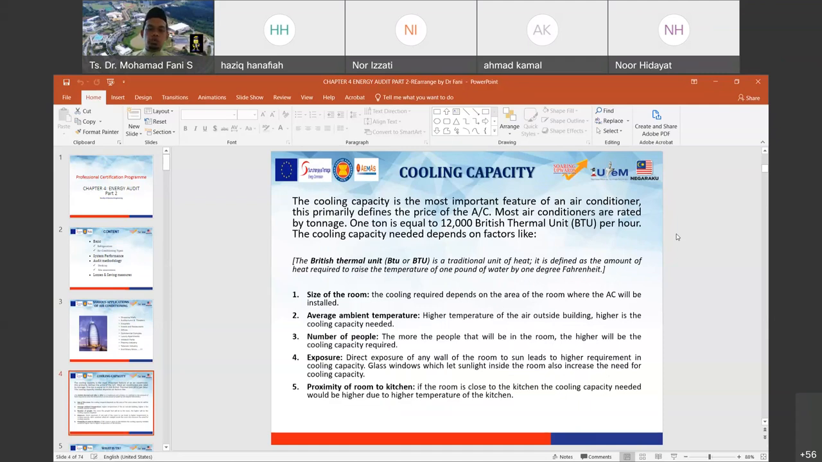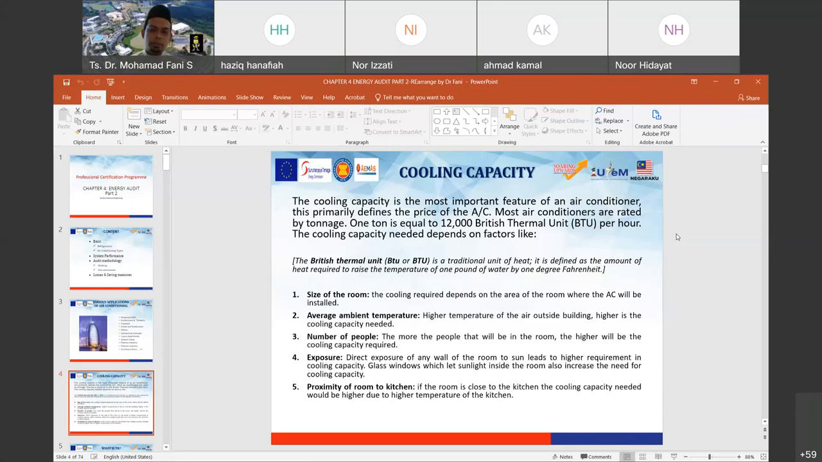Okay, cooling capacity is the most important feature of the air conditioning system. Most aircons are rated by ton, and one ton equals 12,000 BTU per hour. The cooling capacity needed depends on factors like those presented here, the other factors that contribute to determining the cooling capacity. First, the size of the room: a different room size will contribute to a different cooling capacity of the aircon.